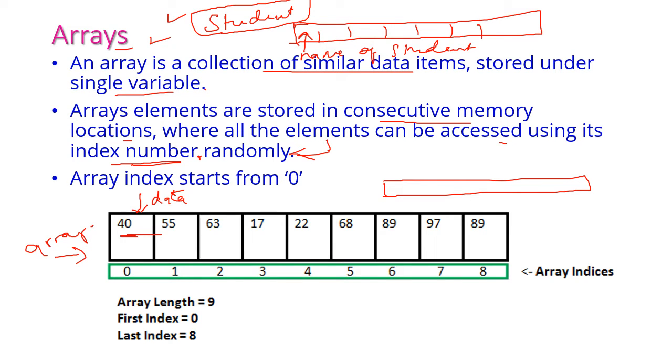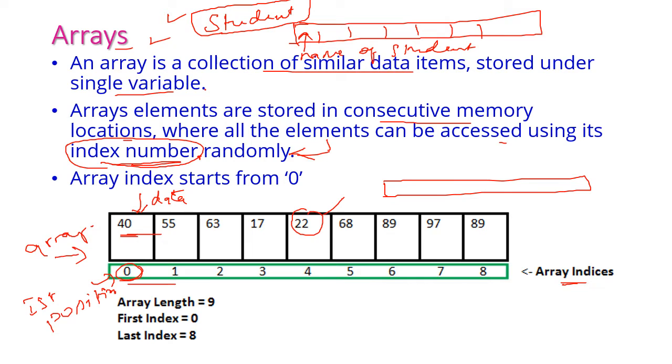Here the items will be stored, and these items can be accessed by using the index number. So these are the index numbers. The purpose of the index number is to access the items in the array. Here the array index starts from 0. 0 indicates the first position of the data item.